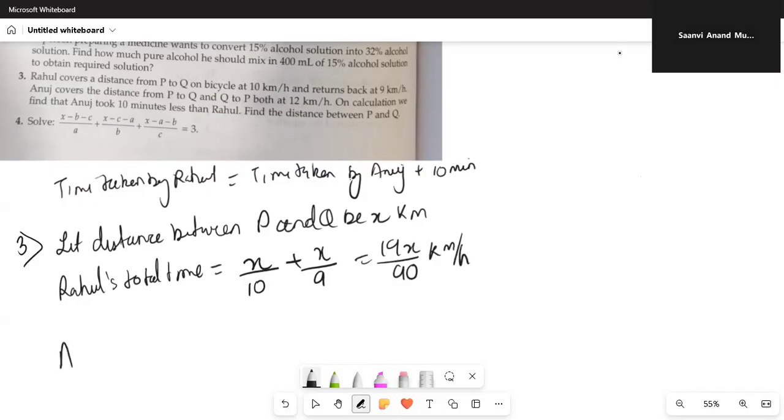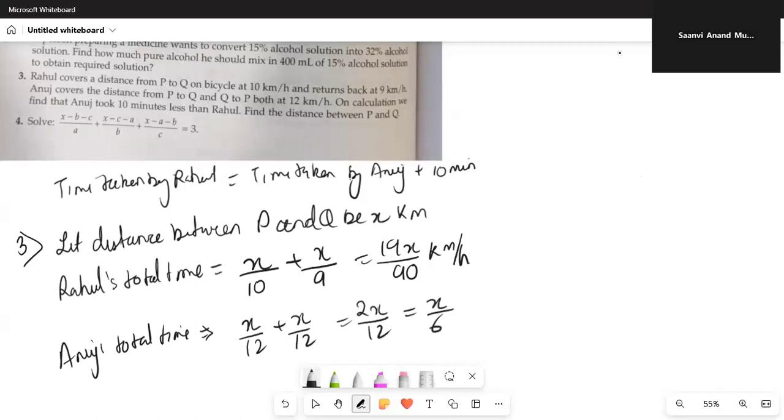Okay, now Anuj's total time is, he travels at the same speed, so we have x upon 12 plus x upon 12, and that will be 2x by 12, which is x upon 6 kilometer per hour. Now the condition is, so Rahul's time, that will be 19x upon 90 is equal to x upon 6 plus 10 minutes.